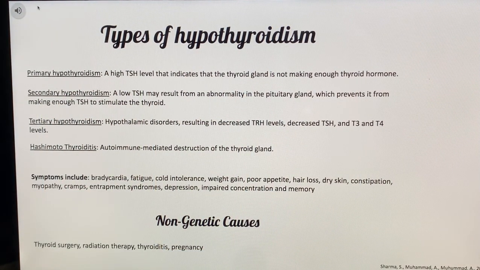Types of hypothyroidism include primary, where a high TSH level indicates that the thyroid gland is not making enough thyroid hormone. Secondary, where a low TSH may result from abnormality in the pituitary gland, which prevents it from making enough TSH to stimulate the thyroid. Tertiary, which includes hypothalamic disorders, and Hashimoto, which is an autoimmune mediated destruction of the thyroid gland.